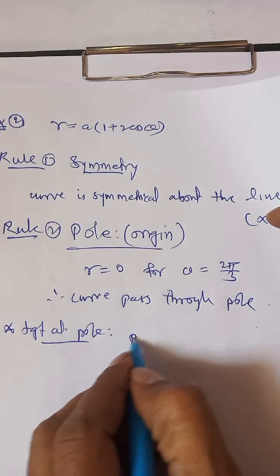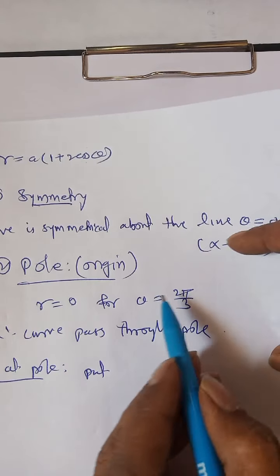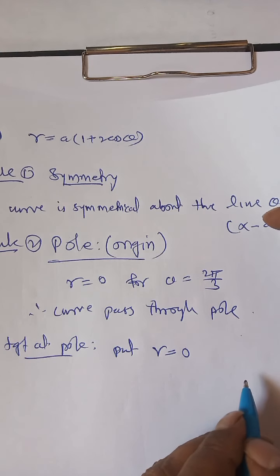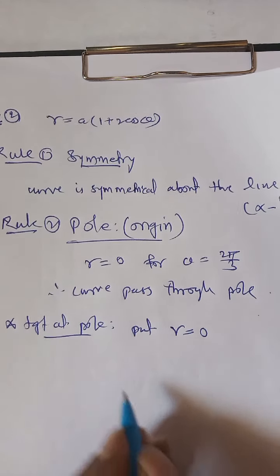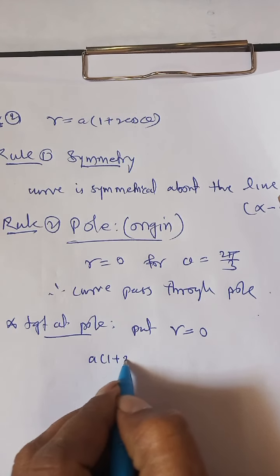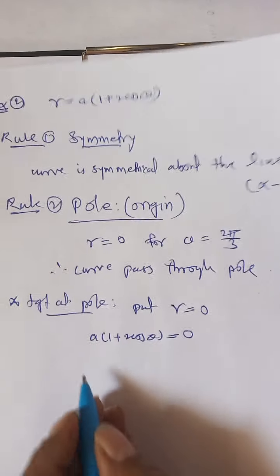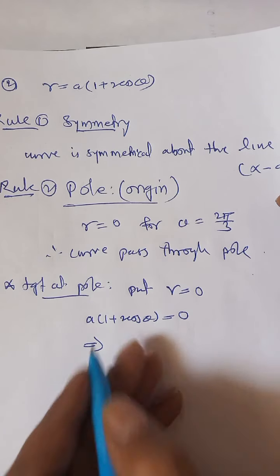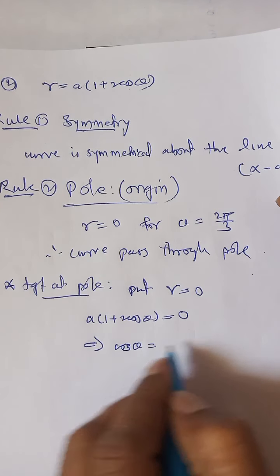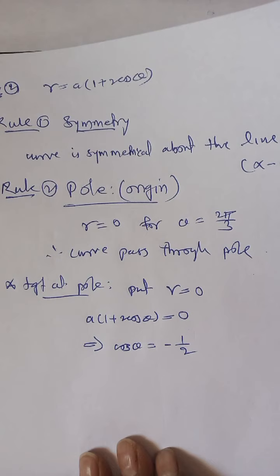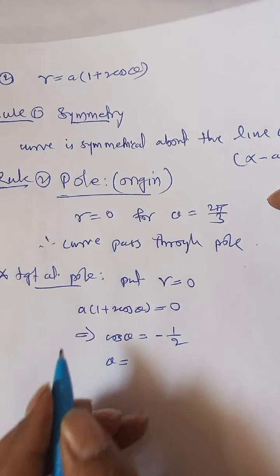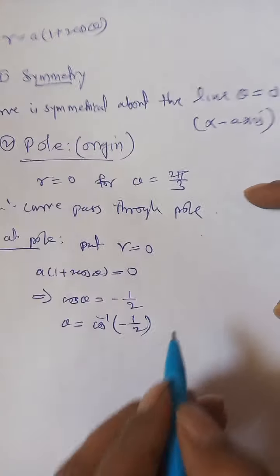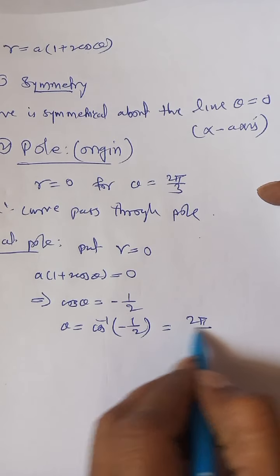So the tangent at the pole will be 2 pi by 3 again. We'll put r equals 0 in the equation. So you'll get a into 1 plus 2 cos theta equals 0. This implies 2 cos theta equals minus 1. Therefore cos theta equals minus 1 by 2. So theta equals cos inverse of minus half, which is 2 pi by 3.